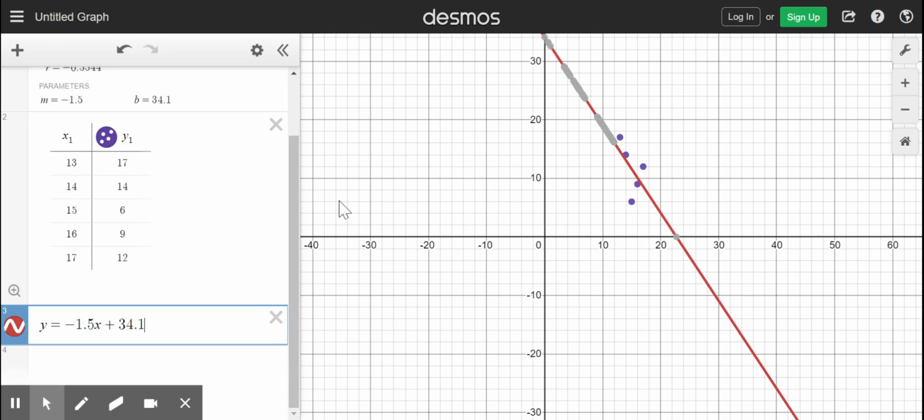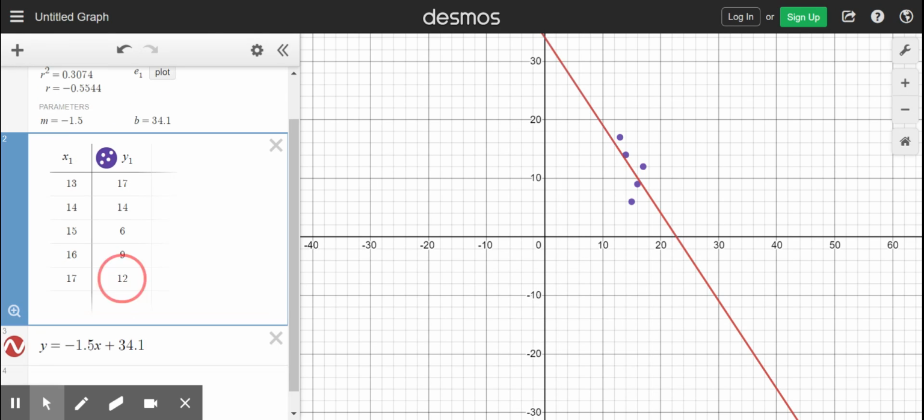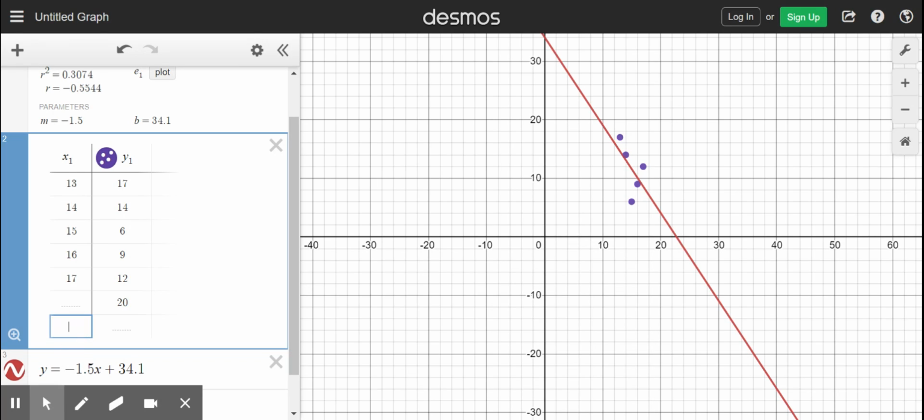All right, now the question says, what is the age if there are 20 lacrosse players? So they want to know what the age is if you're going to have 20 lacrosse players. So that means I can put 20 in here. We can try to do this and see what our X value is. It doesn't give it to us. So we can try this.